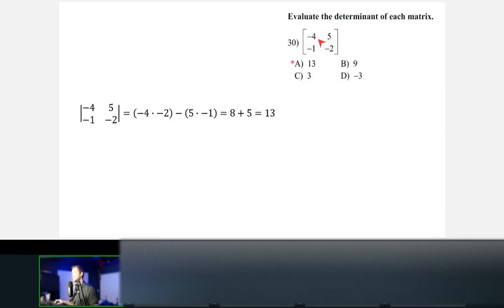Okay, so you should know how to do the determinant. Number 30 should be an easy problem, right? So there's the work. The determinant of this, you just do -4 times -2 minus 5 times -1. So I showed you the math, and then we get 8, and then a negative times a negative makes a positive 5, and so 8 plus 5 gives us 13. So we all should know how to do that by now. That's pretty basic for Unit 2.